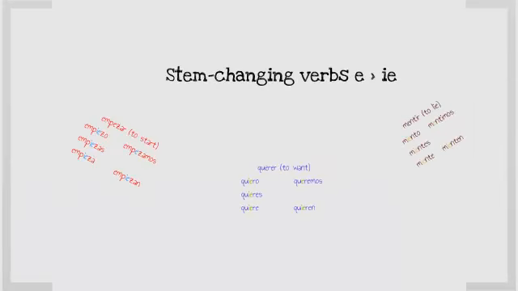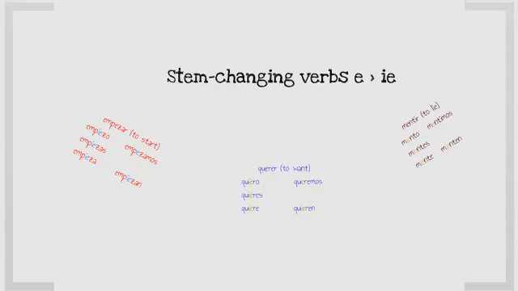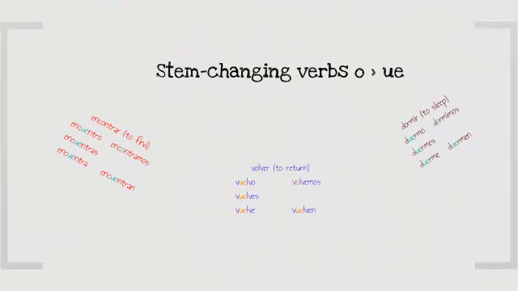So again, if you take a look, this is our first category of verbs. In all three of these verbs, empezar, querer, and mentir, that E changed to an IE. Those are one category of stem changing verbs. As I mentioned, there are actually three different categories of stem changing verbs. Verbs that stem change from E to IE. Our second category of stem changing verbs are verbs that stem change from O to UE.